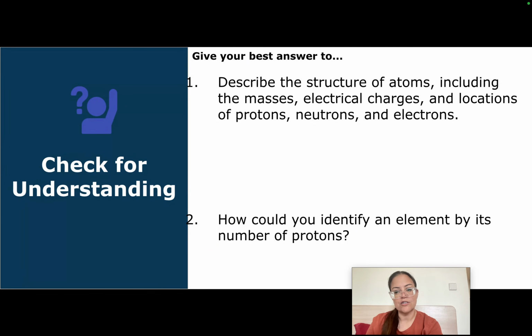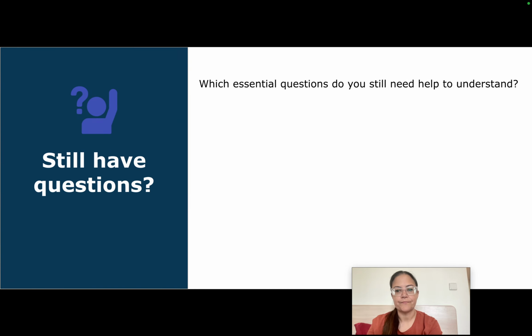All right, describe the structure of an atom, including the masses, electrical charges, and location of protons, neutrons, and electrons. I'll let you go ahead and think about that. And then how could you identify an element by its number of protons? Can you do that? If I tell you this element has 6 protons in its nucleus, could you tell me what atom or element that is? If I tell you this element has 26 protons in its nucleus, could you use the table to figure out what element that is? I think you could. All right, what questions do you still have that you need help on?